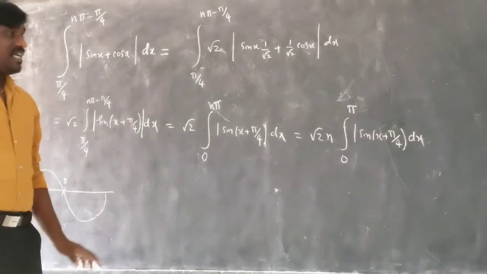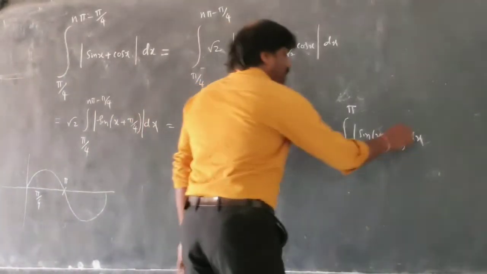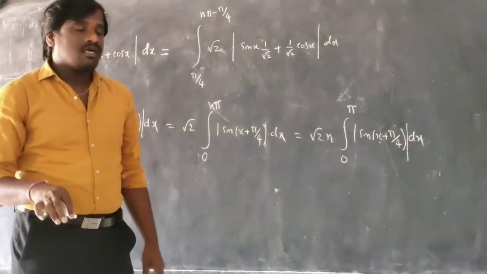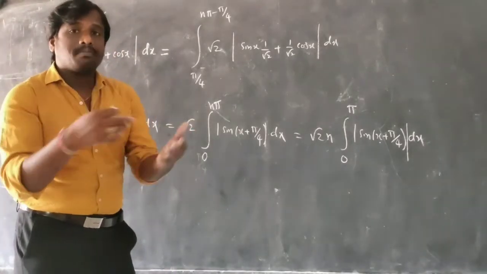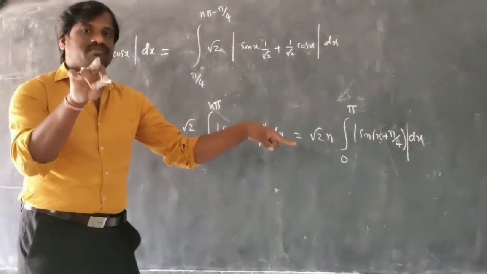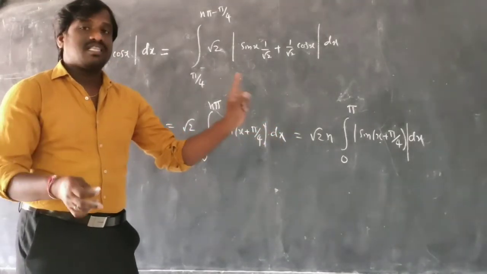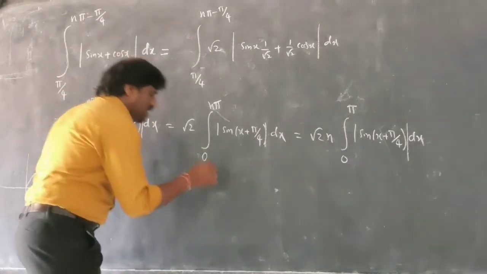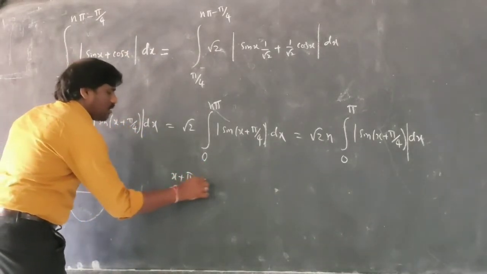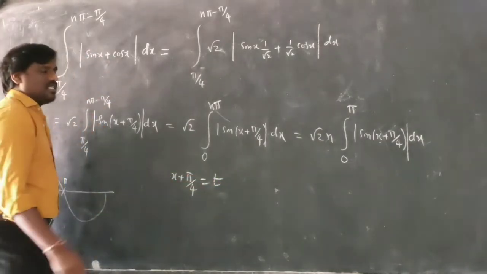Now, we have the mod here, but the argument is x plus pi by 4. That does not work. So what you have to do here is bring the argument into one variable. You have x plus pi by 4, and that is the extra thing you have. That should be changed. So to change that, we write x plus pi by 4 is equal to t. Let us consider this is t.